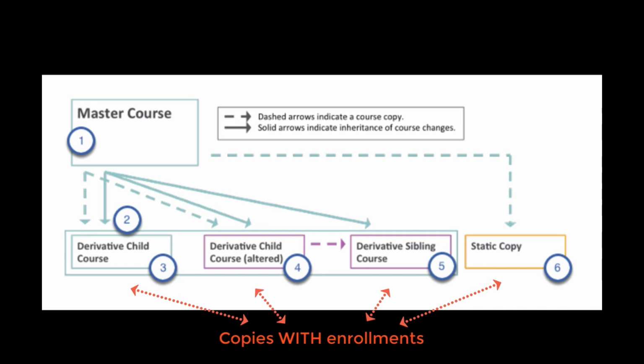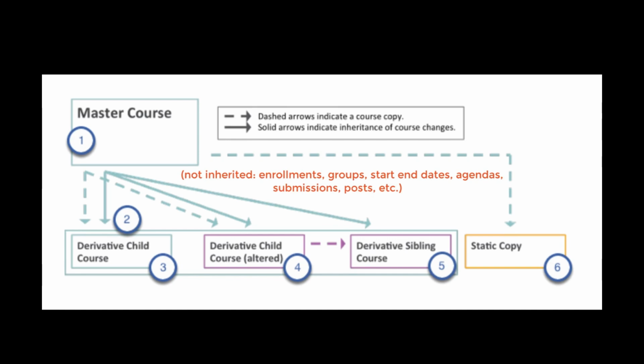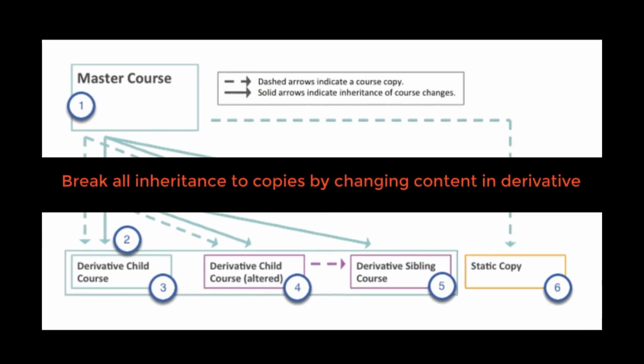Once you create a derivative course, you no longer have access to any enrollment data that happens to exist in the master. The derivative courses begin as duplicates of the master course. Data that is related to teaching a specific course, like student enrollments, groups, title, start-end dates, agendas, submission, and posts, is not inherited.